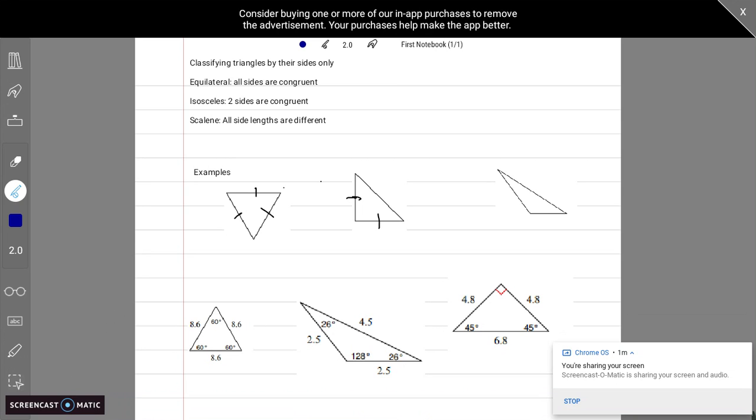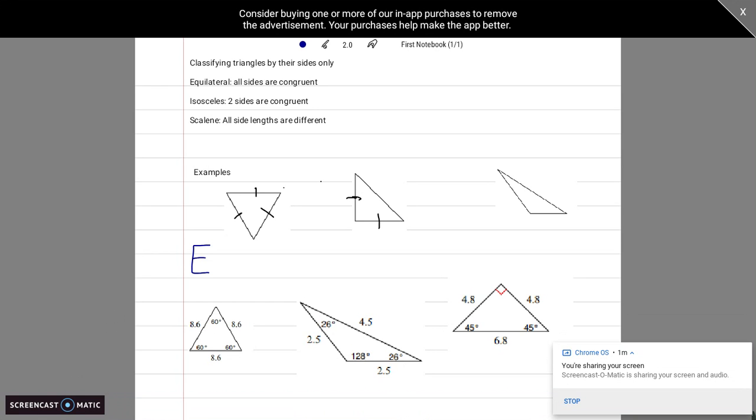Let's look at this first example here. We have these little black marks on all of the sides of the triangle, and those are tick marks. They indicate to the reader that anything that has this tick mark has the same measurement, is congruent. All 3 sides of this triangle have the same tick mark, so this is going to be an equilateral triangle. To save some space, I'm just going to put the letter E next to it.